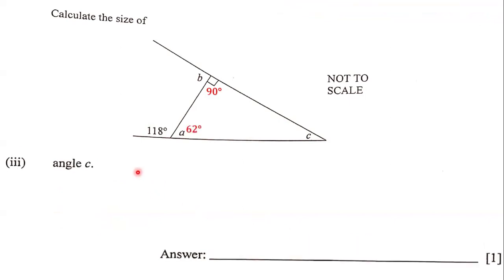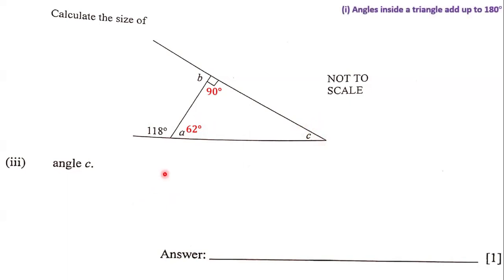Next, our goal is to calculate the size of angle C. Notice that angle C is one of the angles in the triangle. We already know that the size of this angle is 90 degrees because of the box shape, which indicates that this angle is 90 degrees. And we also know that this is 62 degrees from the previous question. And so our goal is to determine what is the size of angle C.